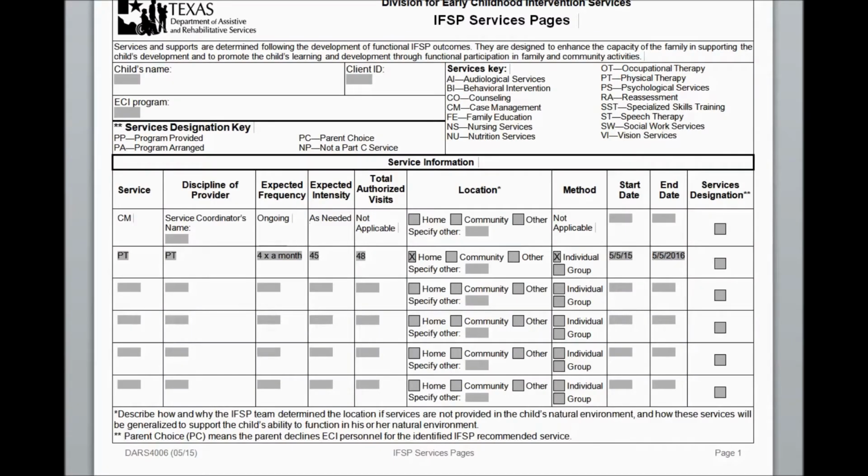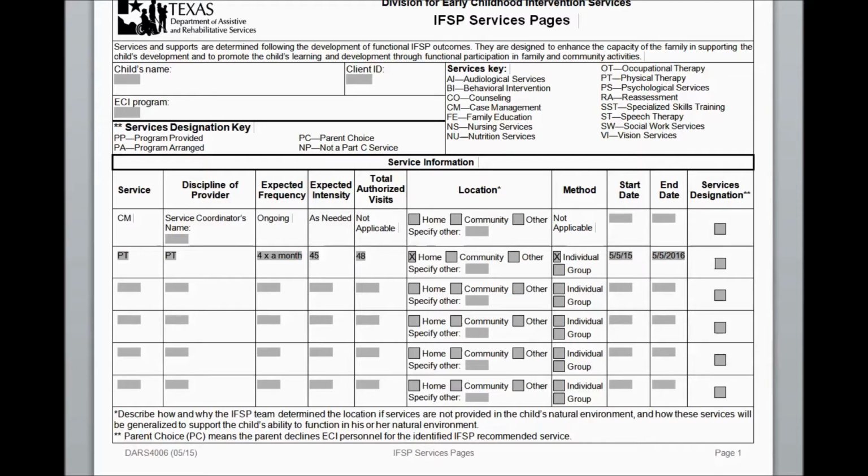In this example, we're going to say that the team has determined that the child needs physical therapy 4 times a month. Everyone agrees to that. However, the family has exercised their right to choose a service provider outside of ECI. The service coordinator will explain to the family that if the family chooses a provider outside of ECI, the family will be 100% responsible for payment for that service.